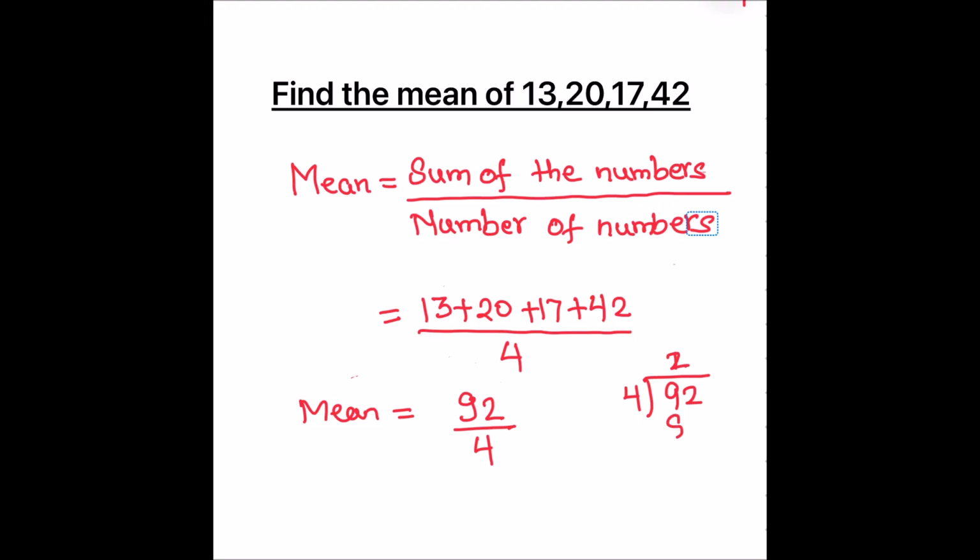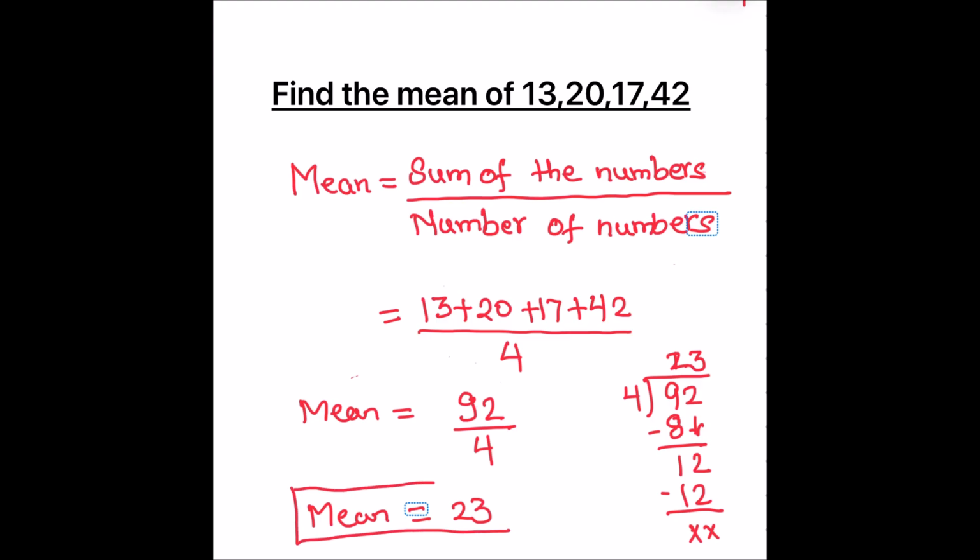4 times 2 is 8. 1 will be remainder. Then we'll drop down 2. And 4 times 3 is 12. So the remainder is 0. So 92 divided by 4 is 23. So the mean of the numbers is 23. So this is how we find the mean of any number of numbers.